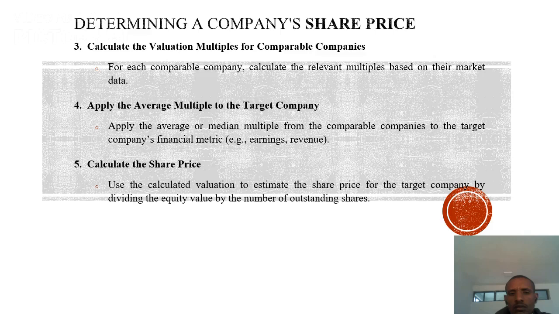Choose relevant valuation multiples like PE ratio, EV/EBITDA, and PS ratio.